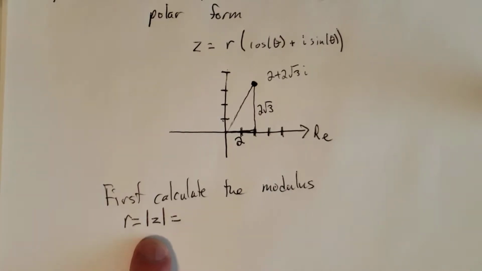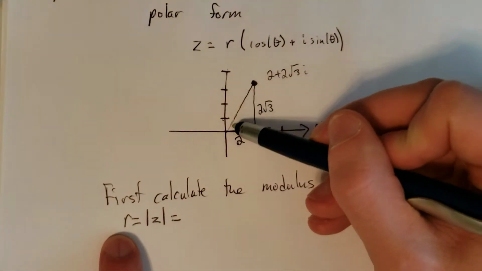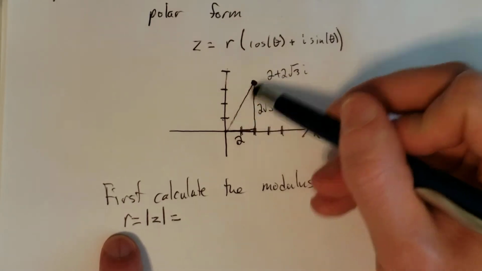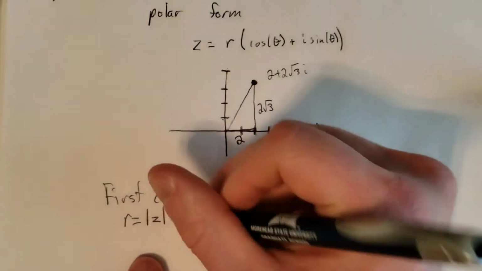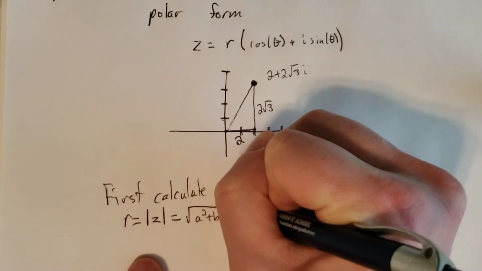And what is the magnitude, or what is the length of that complex number z? It's the same as this radius. So what is the radius from here to here? Well, that is the hypotenuse of this right triangle. So to find that, we do the Pythagorean theorem. So this is really the square root of a squared plus b squared.